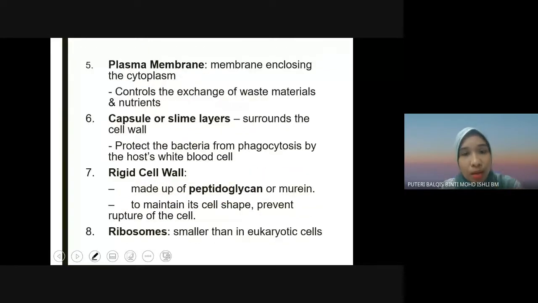It has plasma membrane. It has a capsule. Capsule surrounds the cell wall. As I said, it protects the bacteria from phagocytosis. And then the cell wall. Ni penting ni. Cell wall is made up of peptidoglycan. The cell wall of prokaryotic cell is made up from peptidoglycan or murein. Dia selalu tanya. Okay. Ribosomes, smaller than in eukaryotic cell.